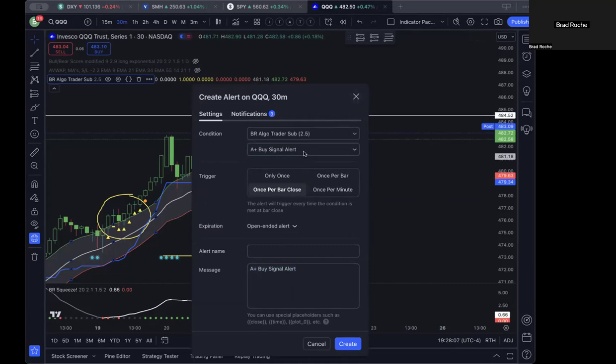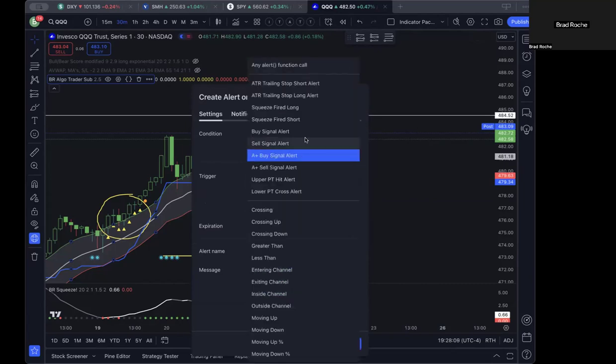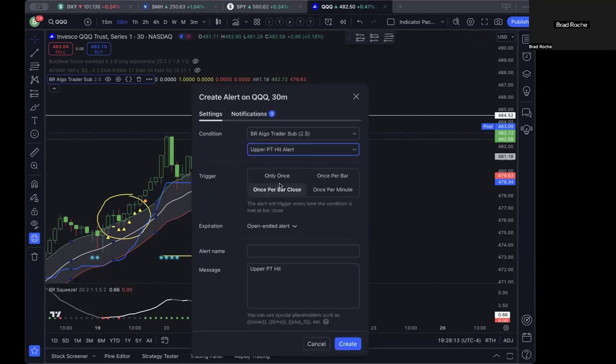Okay. Then so let's say you get in the trade. Then you're like, okay, I want to know when it hits my upper profit target. Okay, so once per bar or once per minute, whatever. And then when it hits your profit target, it's going to alert your phone and say, hey, get out of the trade. It's hit your target. And then let's say you want to take off half there. And you're like, okay, now I took off half of my trade. Now I want to let my runners run.